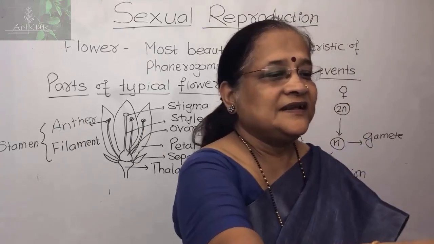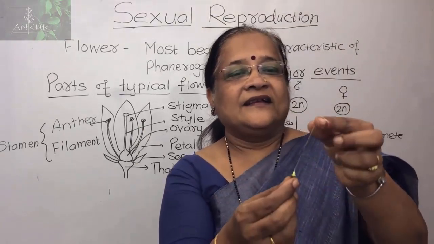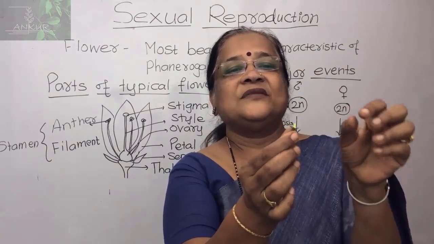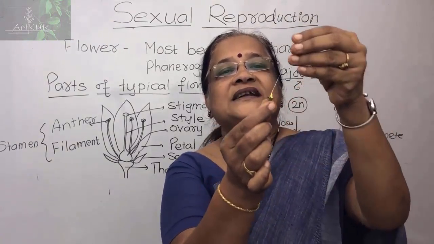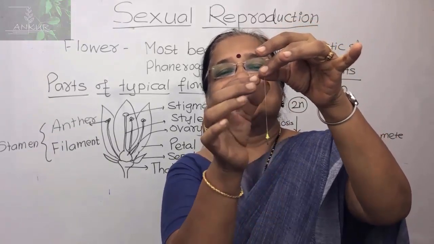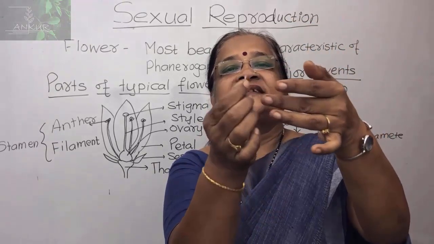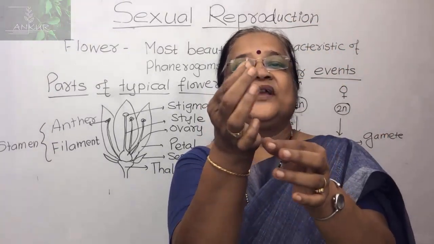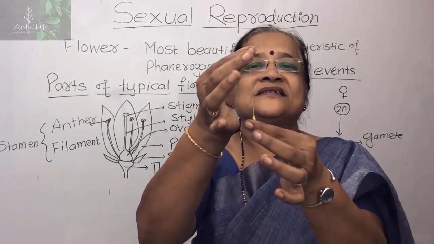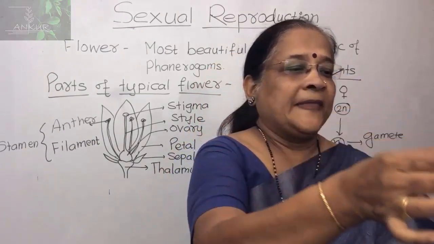In hibiscus you can see here, this is the calyx part, this is the thalamus. On this thalamus you get the conical-shaped ovary. This long thread-like structure is the filament, and this 5-lobed structure we call the stigma. So here you get the typical structure of the flower.